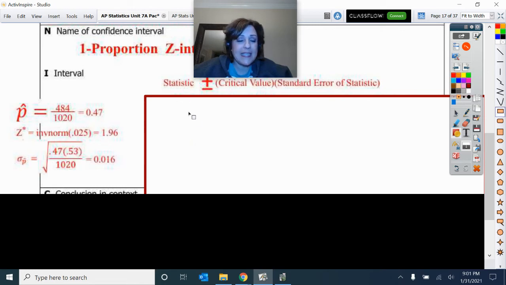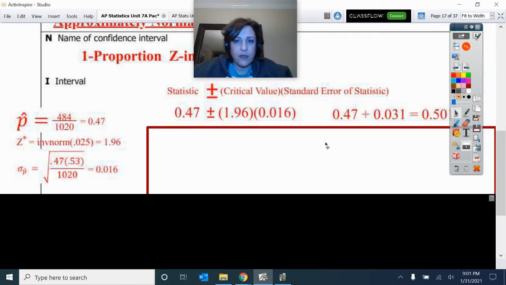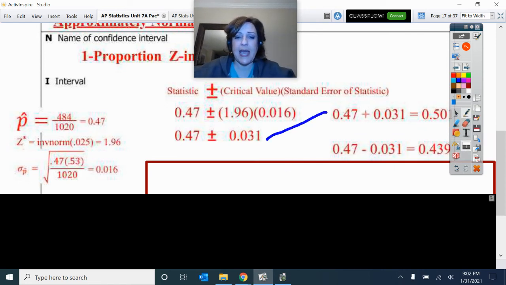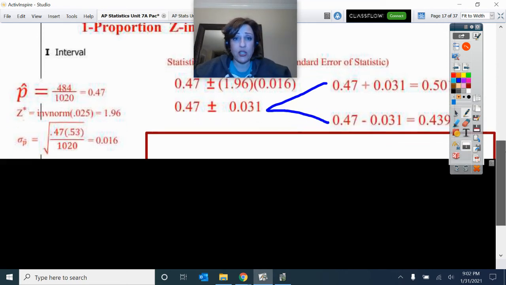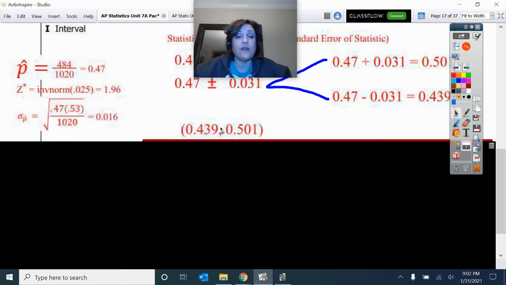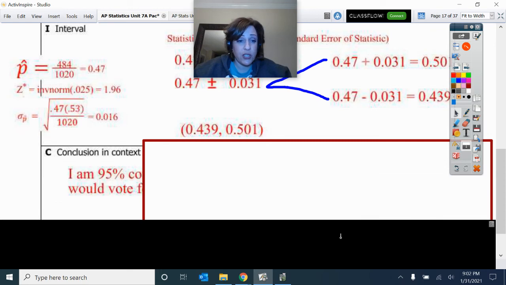So there's my statistic, my 0.47, plus or minus that critical value times that standard error of the statistic. And then I'm going to do my adding it or subtracting it. So there's my adding it, and there's the subtracting it, so that I get my two answers, so that I get my interval: 0.439 to 0.501. All right, so that's making the interval. Now we just do the conclusion.